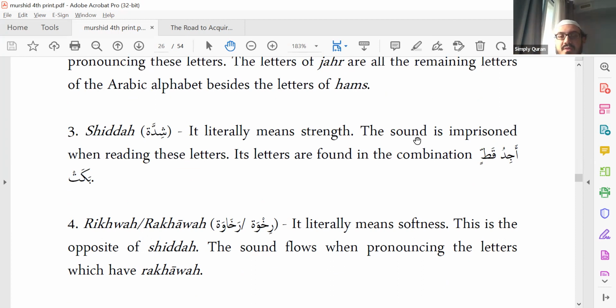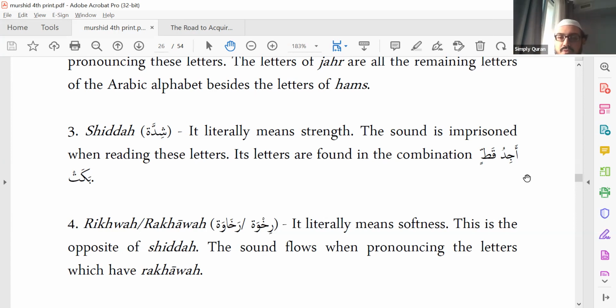Now again, if you want to highlight or underline, the sound, the key word is sound, is imprisoned. It's stopped when reading these letters. The letters are found in the combination ajidu qattin bakat. How many letters do we have here? 1, 2, 3, 4, 5, 8. 8 letters. From these 8 letters, 5 of them are the qalqala letters.